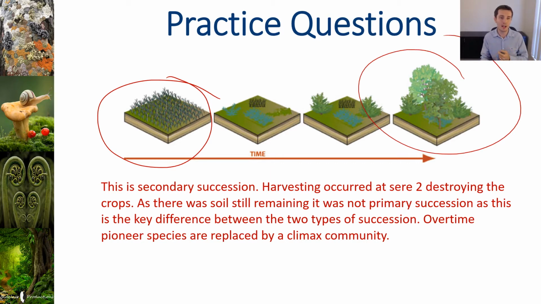So for 3 marks, 1, you acknowledge it's secondary succession. 2, you acknowledge why it can't be primary succession because of the fact that there was soil present. And 3, you acknowledge that eventually it ends in a climax community there.